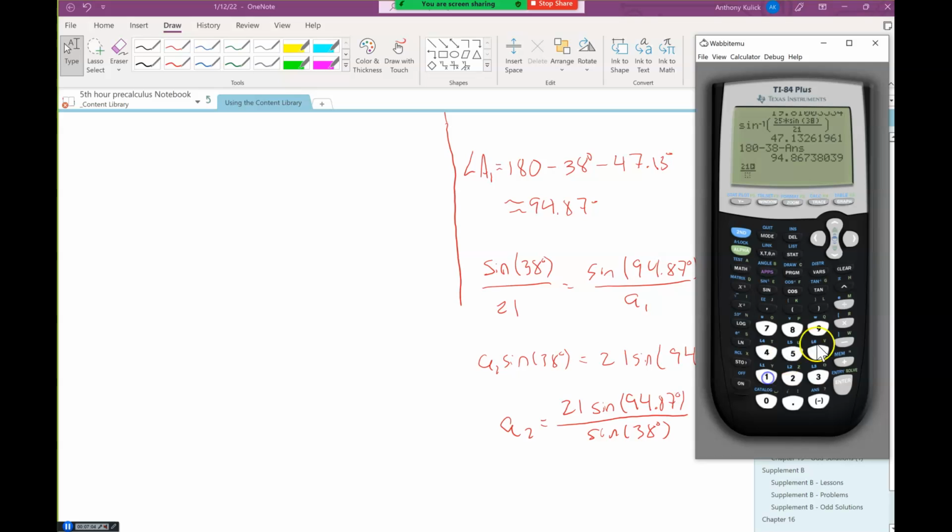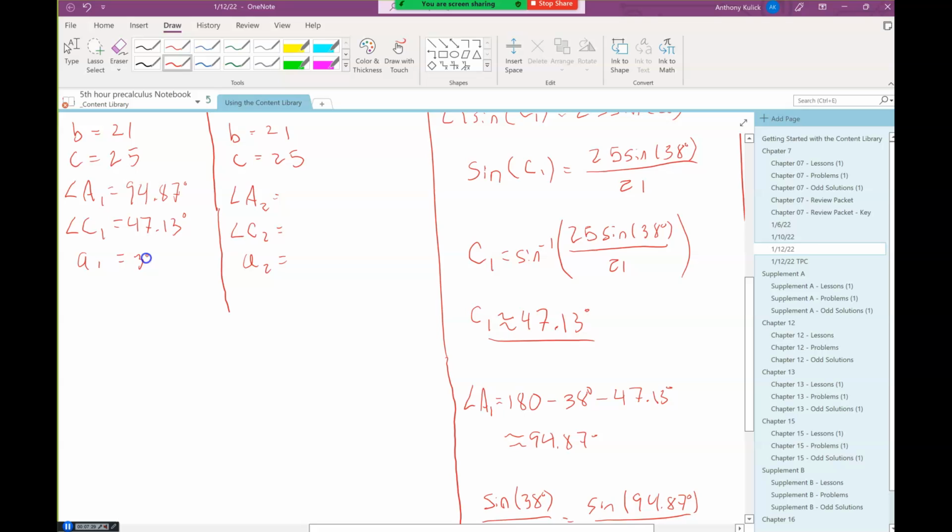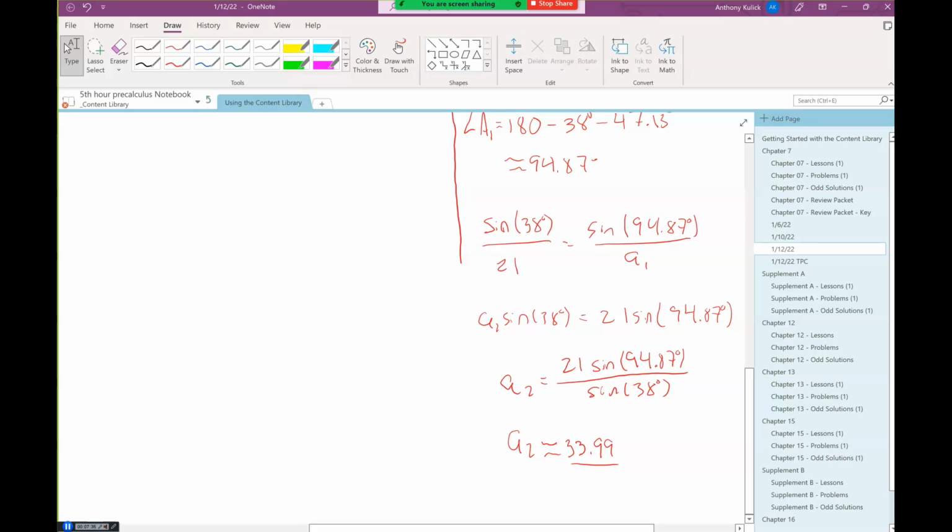And I'll just type that into the old calculator. So that gives me 33.99. Go write that down real quick. And I'll pause here for those of you that are copying, since we've been going pretty good for a minute.